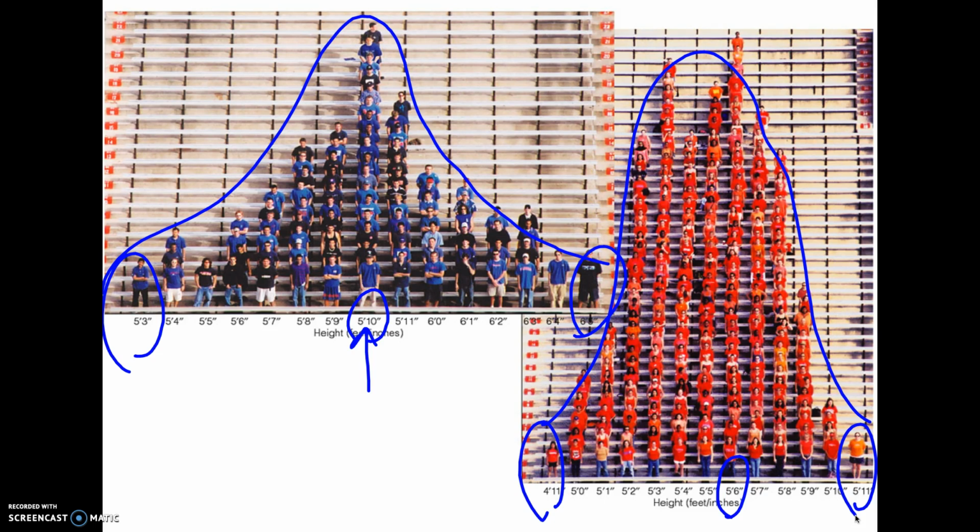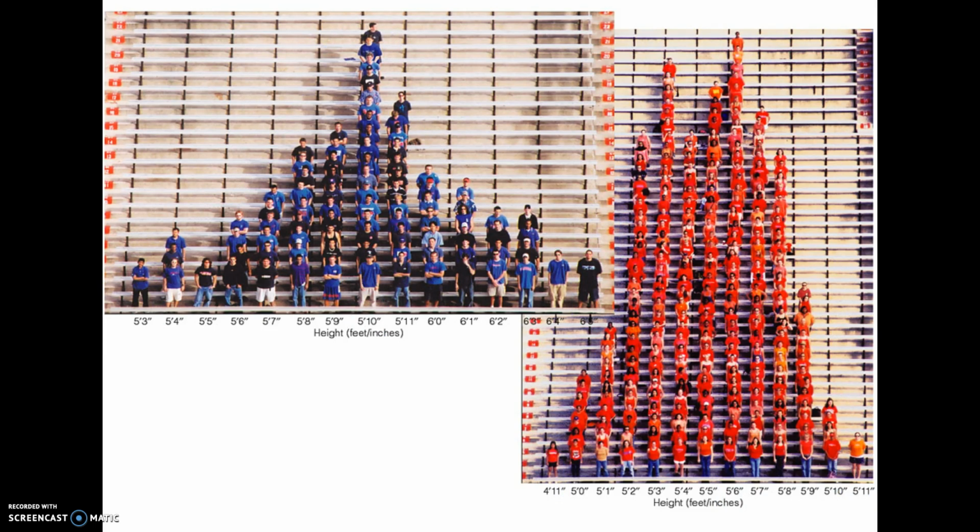So a bell curve is usually seen for polygenic inheritance, where the more capital letters you have, the taller you are or the darker you are. Skin color and height are the two textbook examples of polygenic inheritance, although I'm sure they're not the only ones that we could come up with. All right.